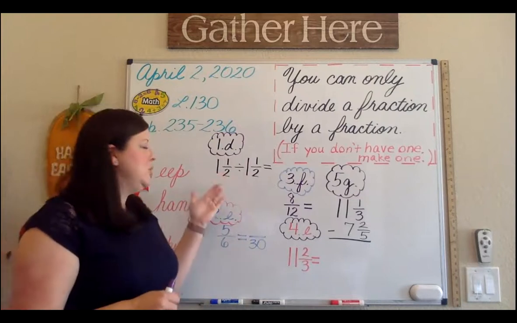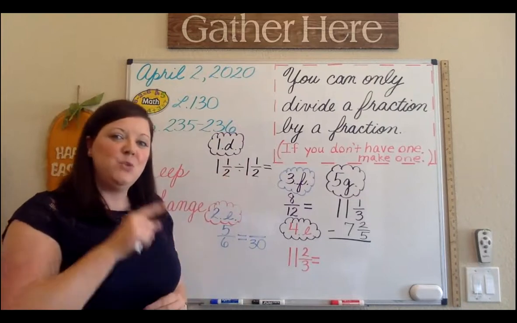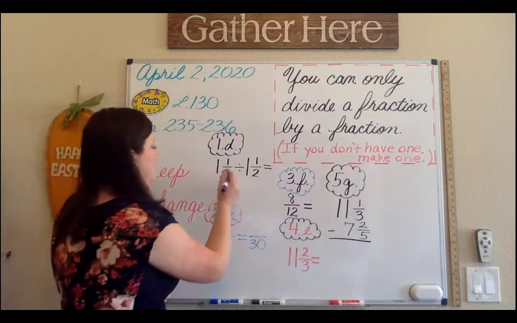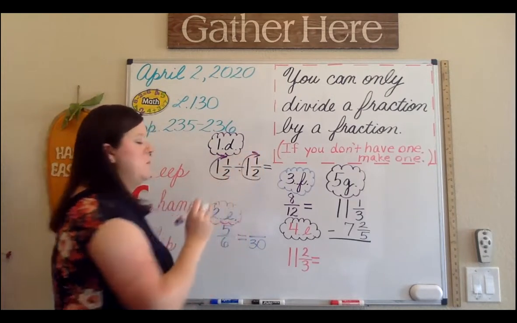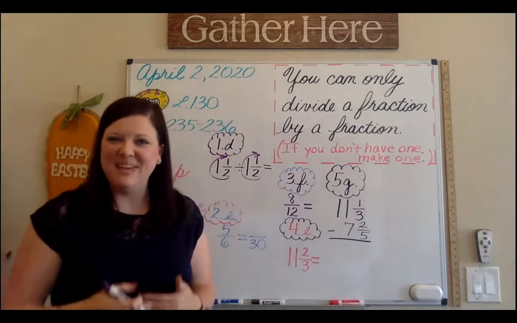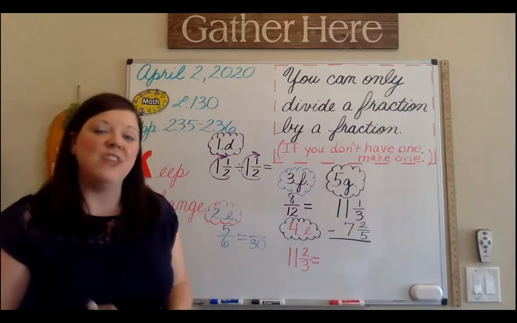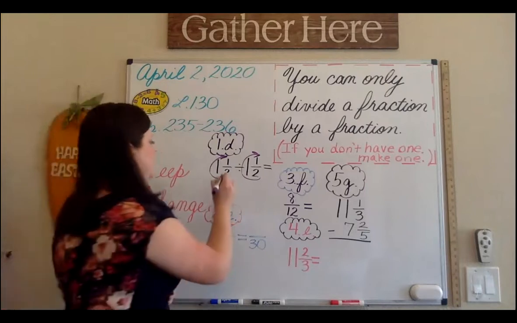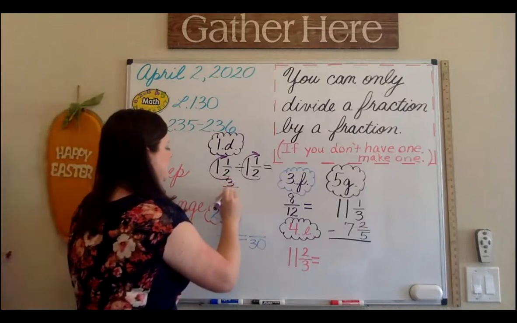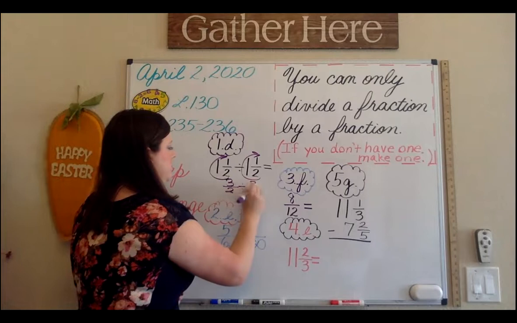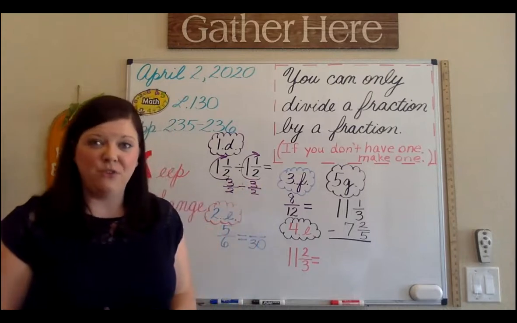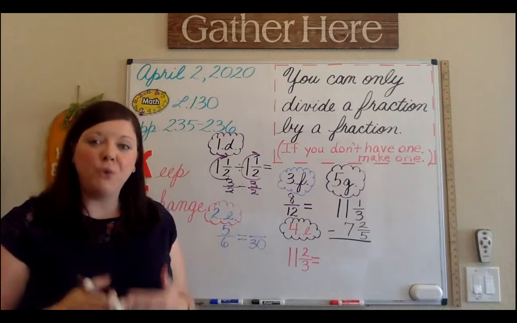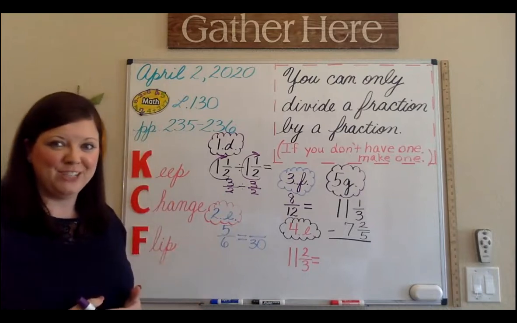Remember, we can only divide a fraction by a fraction. Here we have two mixed numbers. So let's do our backward C for both of these. Multiply the bottom, add the top, keep the same denominator. We should get 3 halves for both.